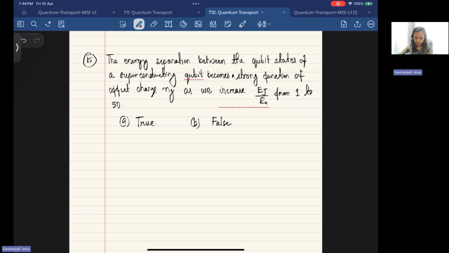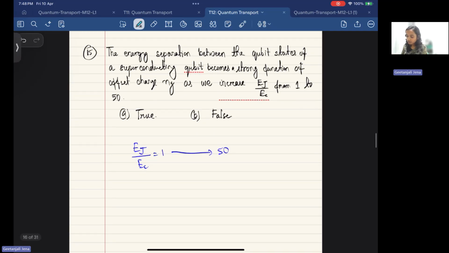Okay, so there is a true and false question here. The energy separation between the qubit states of a superconducting qubit becomes a strong function of offset charge, Ng, as we increase EJ by EC from 1 to 50. State whether this statement is true or false. So what does this say? We are increasing the EJ by EC ratio from 1 to 50, and how does the energy separation, delta E, behave?